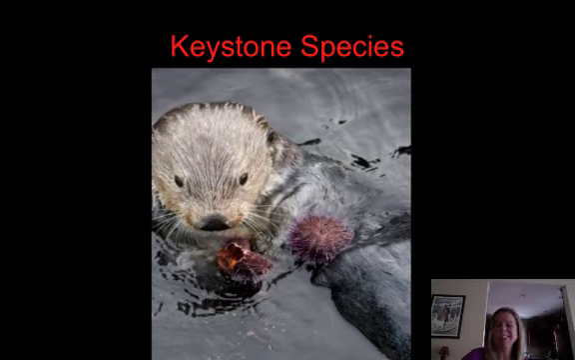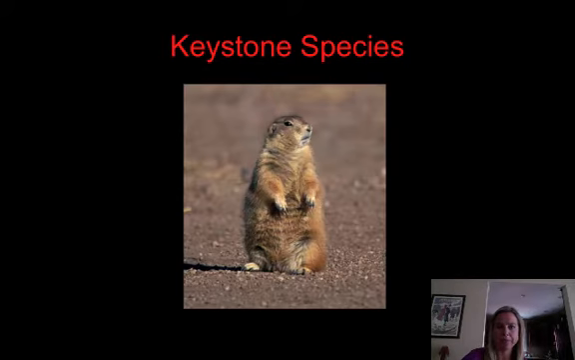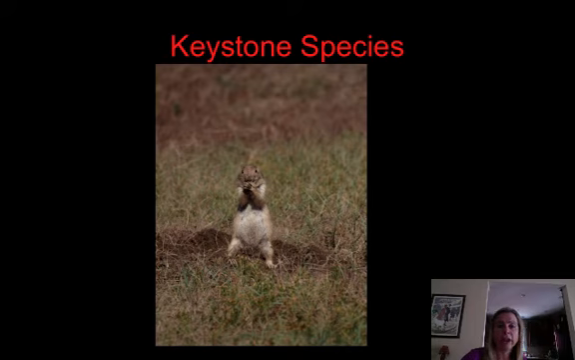So that means it's a keystone species, where it has such a huge regulatory effect on the community. Prairie dogs are going to be another example of a keystone species. So these guys, they dig those burrows, right? And a lot of times they'll dig a burrow and say, oh, I don't really like that one, and they'll desert it.